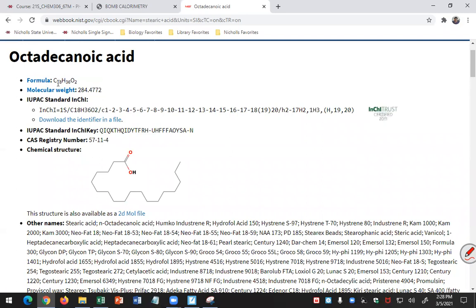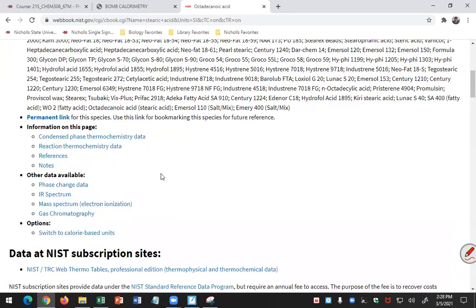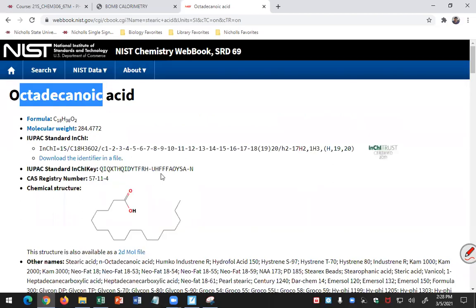Okay, C18H36O2, also known as octadecanoic acid. Octadeca means 18 carbons, right? And it's a carboxylic acid. Yes. Stearic acid. Benzyl. Okay, we'll look for it in a little while.